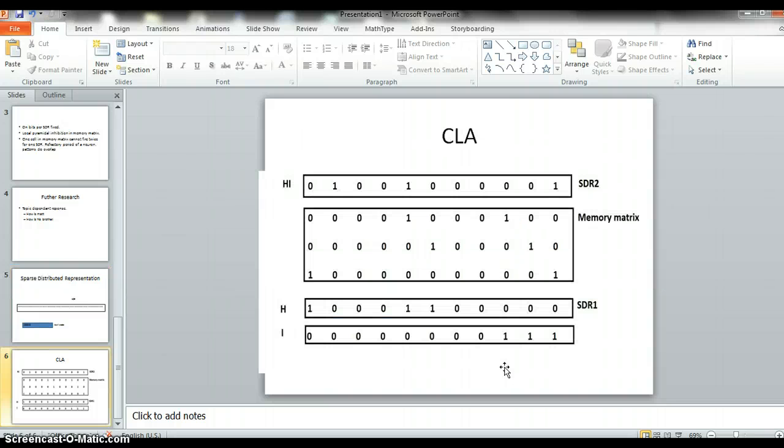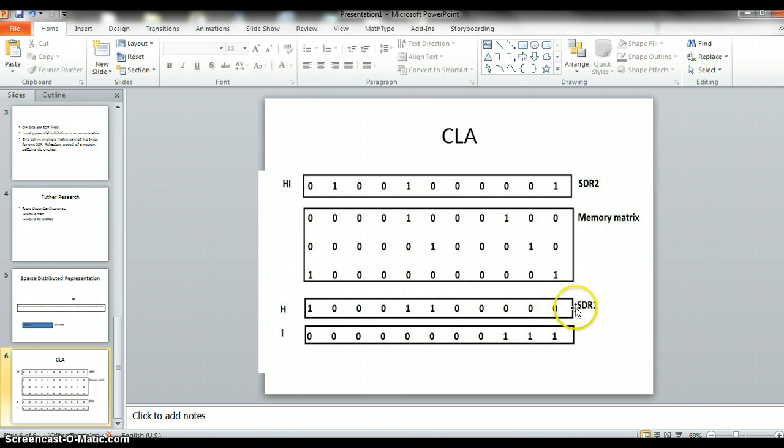Now the CLA is, suppose we have two letters H and I. First comes the letter H, then comes the letter I, and it represents a word, hi. So this is the sparse distributed representation for H. This one is for I. This is the memory matrix which represents the sequence of letters, and this is the higher SDR which represents a word.